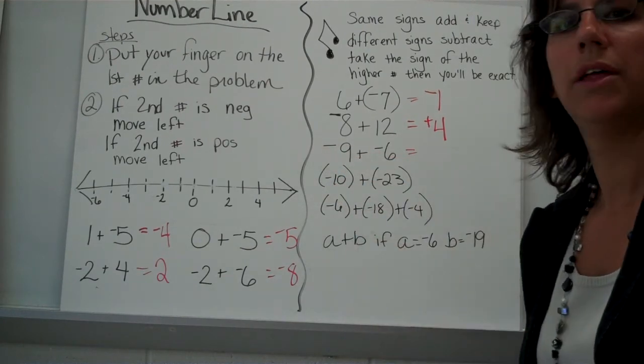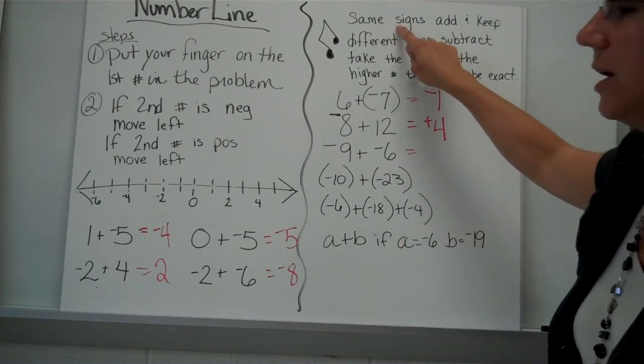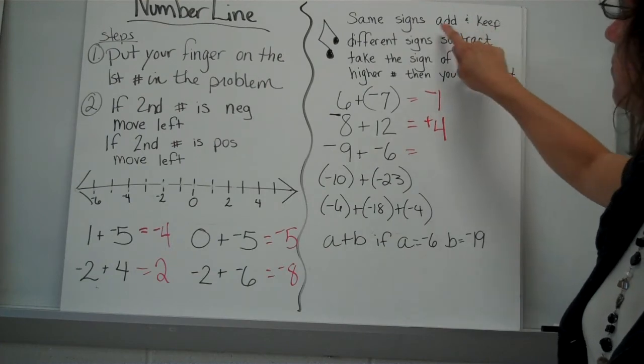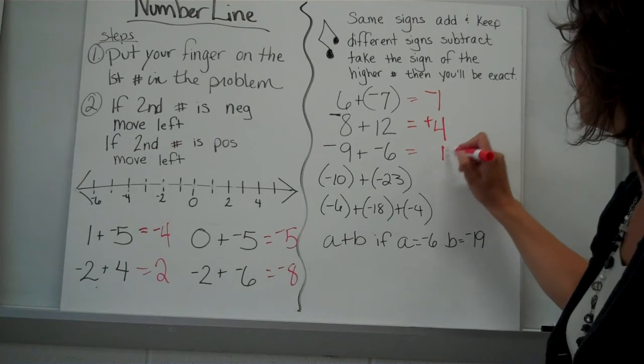-9 + -6. Well, these signs are the same. So let's look at our song here. Same signs, add and keep. We have to add the numbers. 9 + 6 is 15.